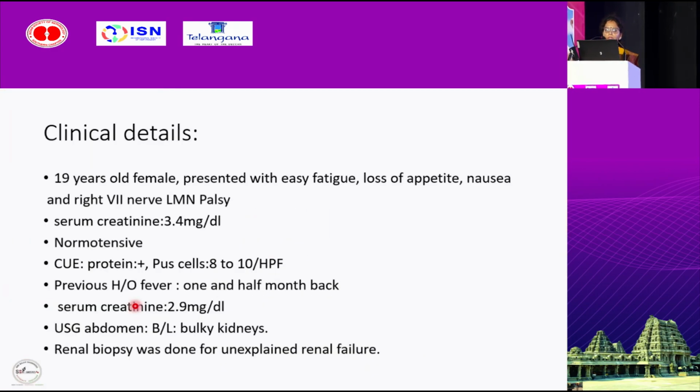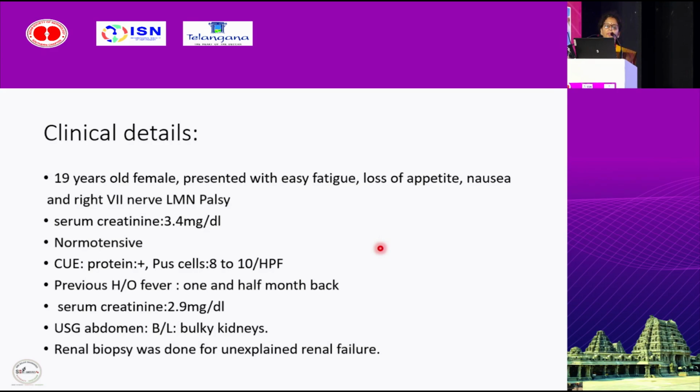Starting with the case, we received a case of a 19-year-old female presented with easy fatigue, loss of appetite, nausea, and right 7th nerve lower motor neuron palsy. Serum creatinine was raised; it was 3.4 milligrams per deciliter. Patient was normotensive. On urine examination, protein was 1+. Pus cells were 8 to 10 per high power field.